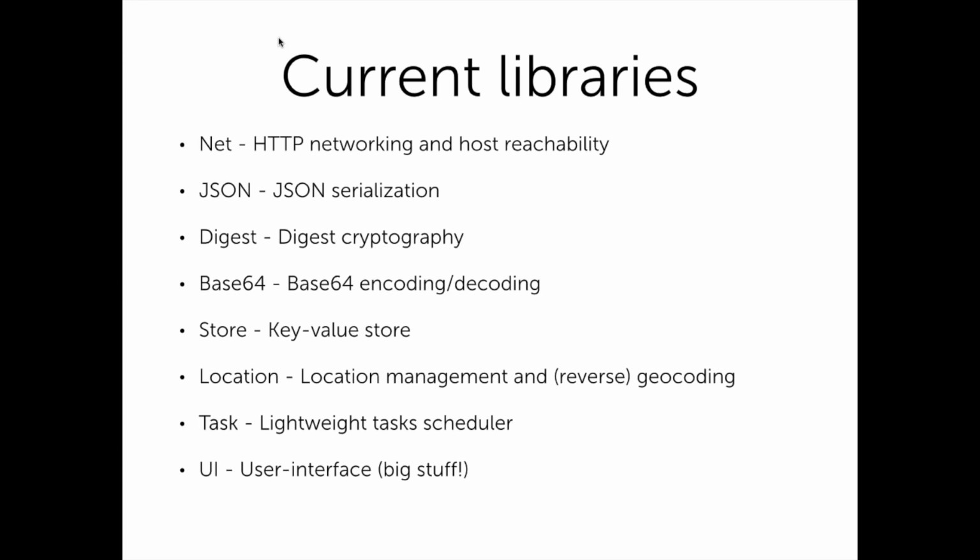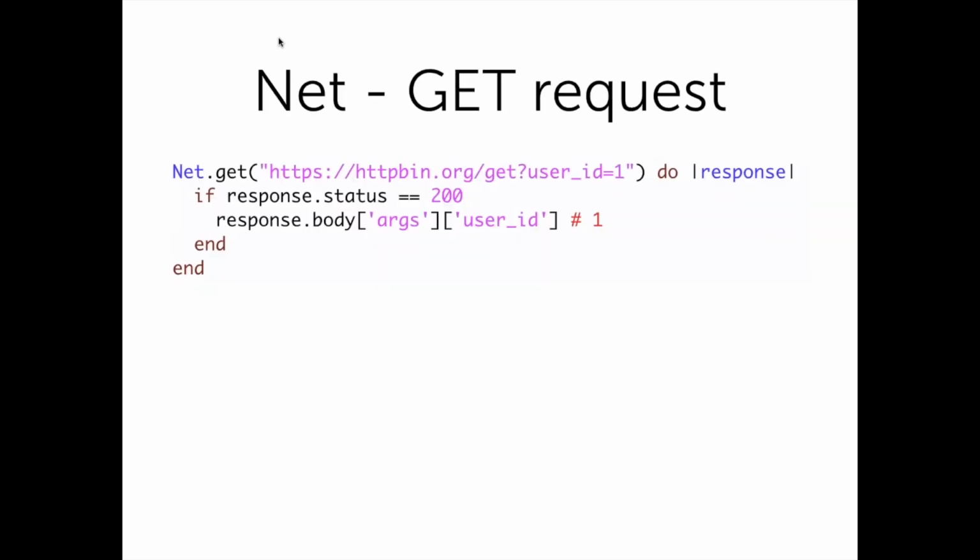It has a lot of libraries that I will mostly talk about very quickly right now, but we have a networking feature, we have JSON, we have a store API, we have stuff for location, we have stuff to do tasks, and more importantly, we have stuff for UI. So for example, here is a simple snippet, networking code that you can write in Flow. That's a GET request. And the code that you write here will work on both iOS and Android.